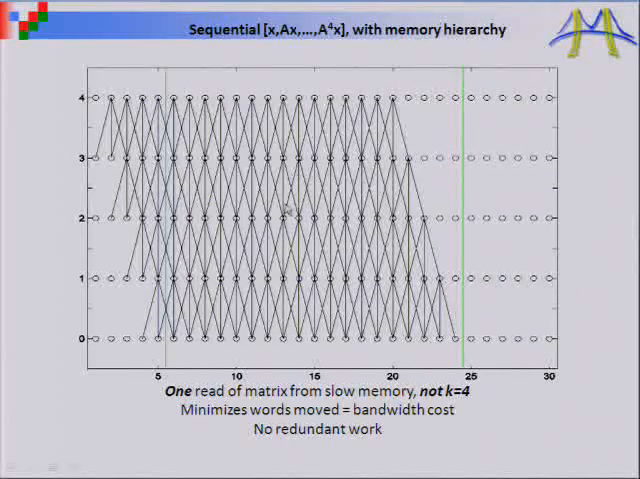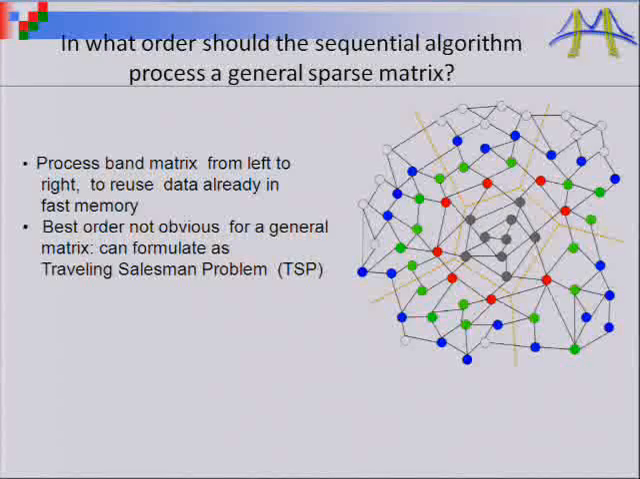So in one step, I just read the matrix in once, I leave that in, and I compute all of those entries of my matrix vector multiplies, and I've read the matrix from memory once. Okay? So there is no redundant work, and there's minimal memory traffic. So if I go back to this picture, I can use the same trick.